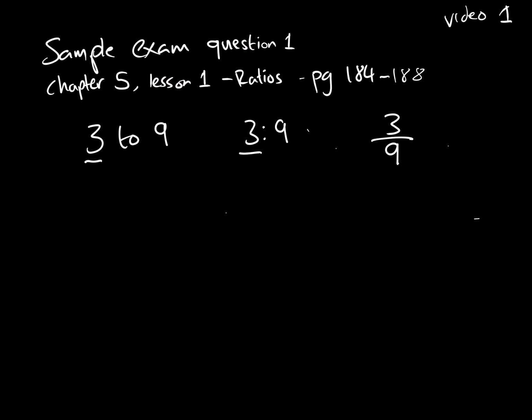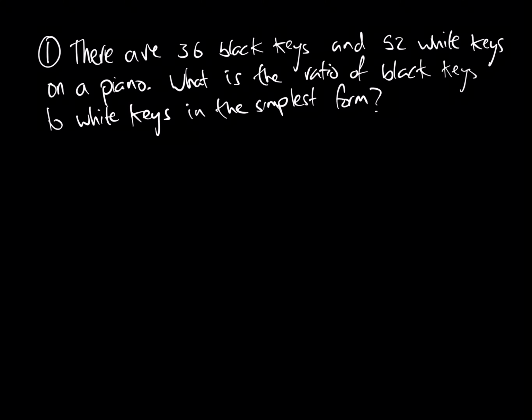Now let's have a look at sample question 1 in the exam. Here is the question. It says we have 36 black keys and 52 white keys on the piano. What is the ratio of black keys to white keys in the simplest form? The first two numbers are the numbers that will make the ratio, and the second part here, the ratio and the simplest form, will let us know what kind of question we have. In the exam, if you see these words, it will help you know that it's a simple ratio question.